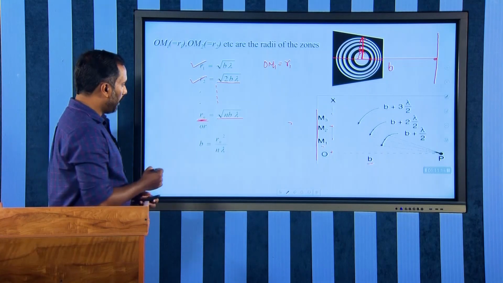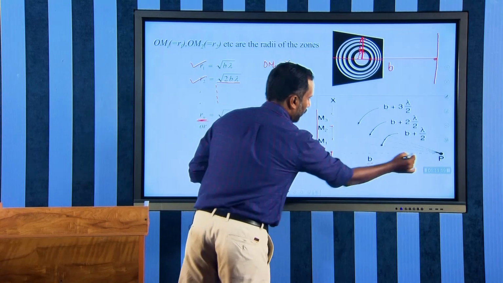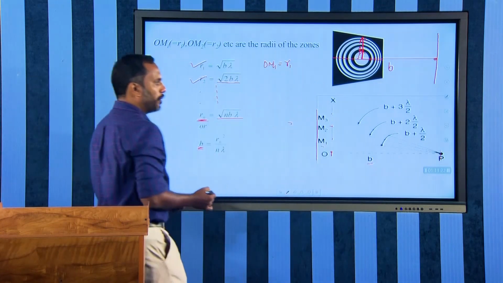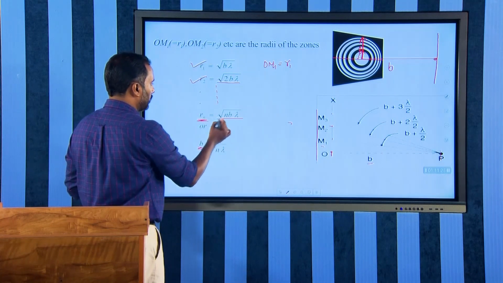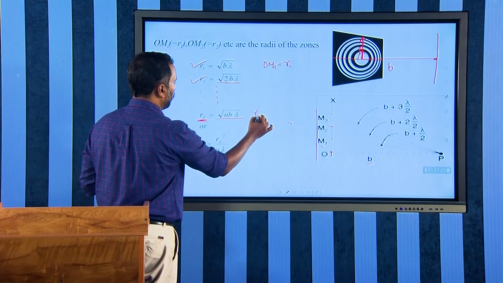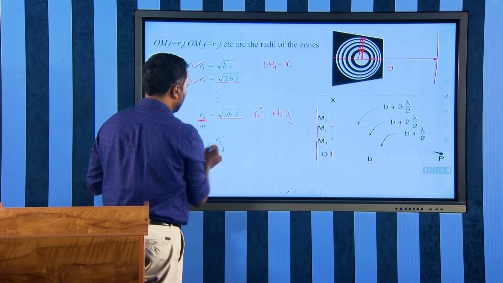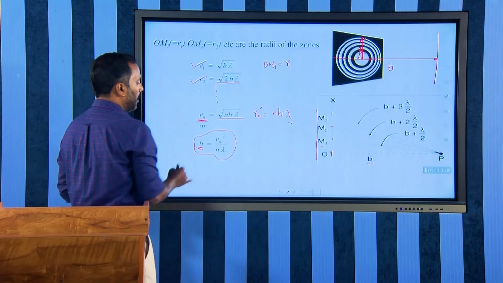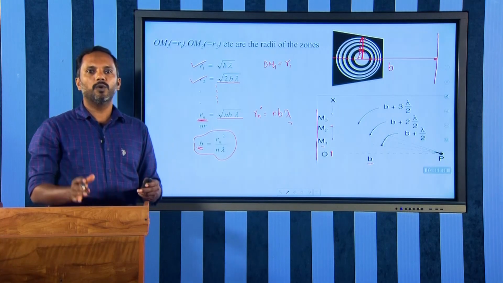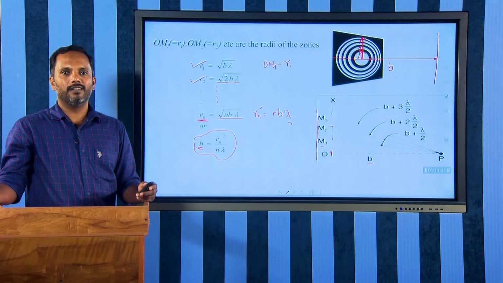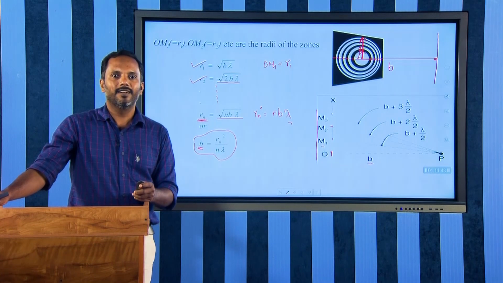So, from this you can have the equation for the distance b from the incident wavefront to point P. Taking the square, I will have the equation Rn square is equal to n b lambda, then you can easily have the value of b as Rn square divided by n lambda. So, if the source is at a large distance from the zone plate, the brightest spot will be obtained at point P.